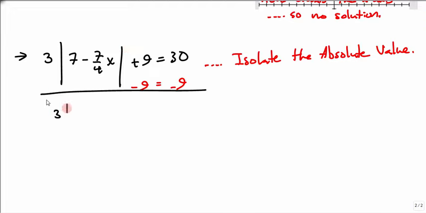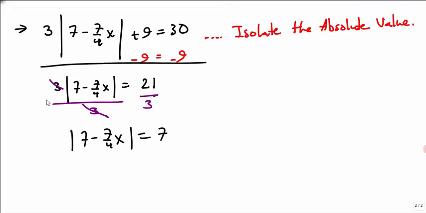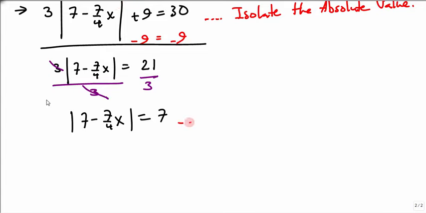So I'll have 3 absolute value of 7 minus 7/4 x equals 9 minus 9 cancel. 30 minus 9 is 21. And then along the line, going in the same direction of isolating the absolute value, we divide both sides through by 3. 7 minus 7/4 x, absolute value equals 7. 21 divided by 3 is 7. And now we write out our cases.